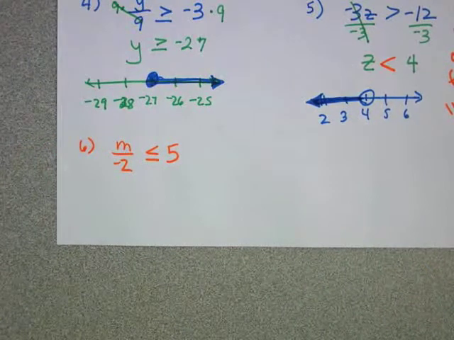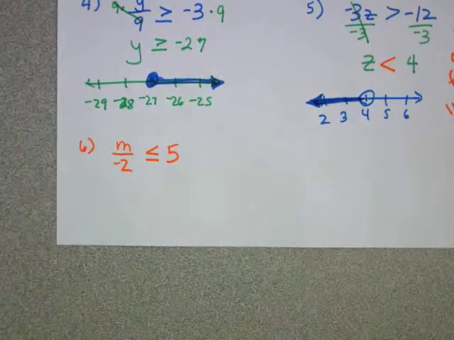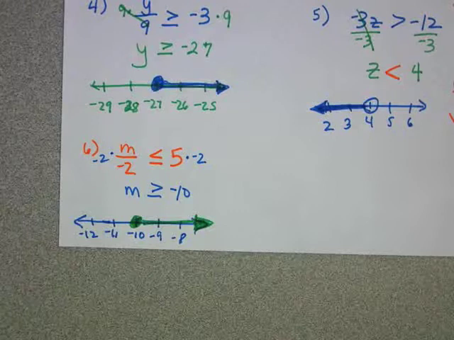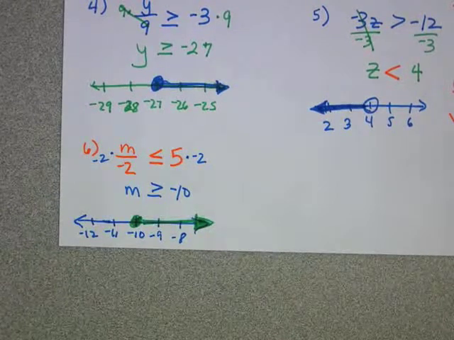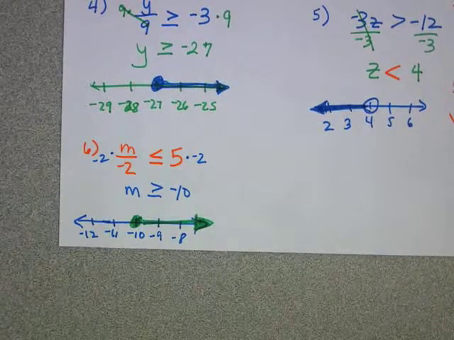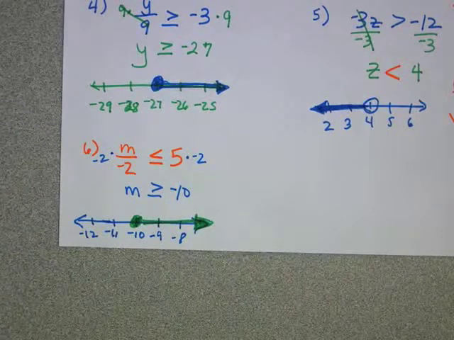All right, how'd you do? Did you multiply both sides by negative 2 to get rid of dividing by negative 2? So m is greater than or equal to negative 10 because we had to flip that inequality sign. And then it's a solid dot, and it's going to the right. And did you number your negative numbers in correct order?